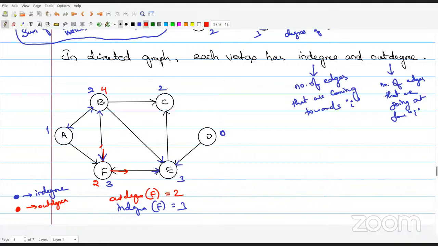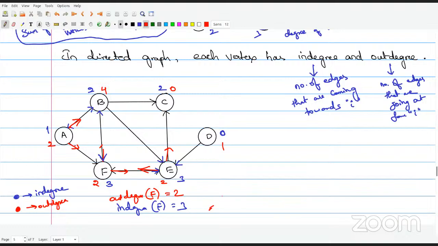Now out degrees also. The number of edges going from C? 0. And for D? 1. For E? 2, E to F and E to C. What is it for A? 2. So don't get confused. Take some time and be sure that your answer is correct.